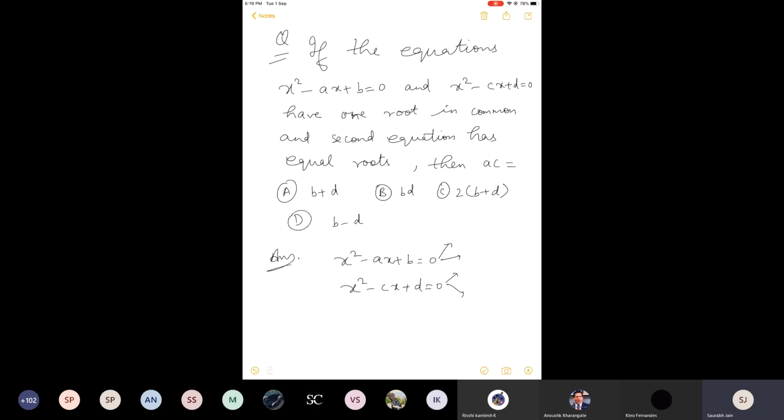Both equations have one root common. Second equation has equal roots. So alpha, beta, and alpha, alpha. Very good. That is absolutely correct. Why?